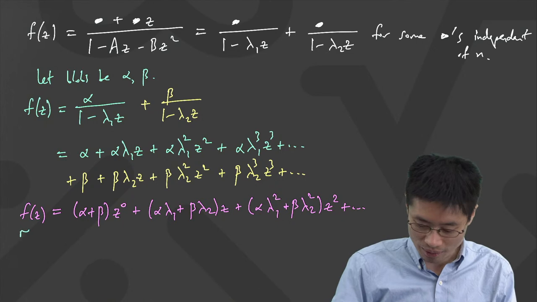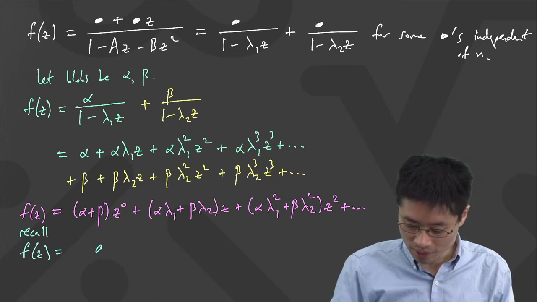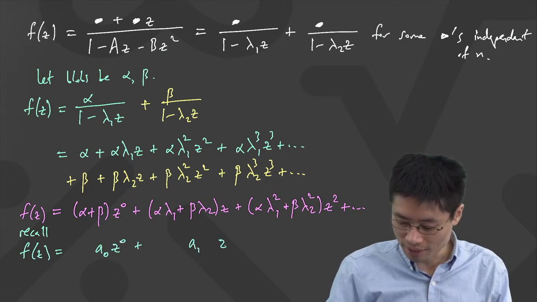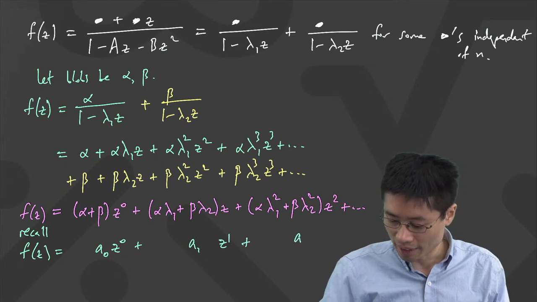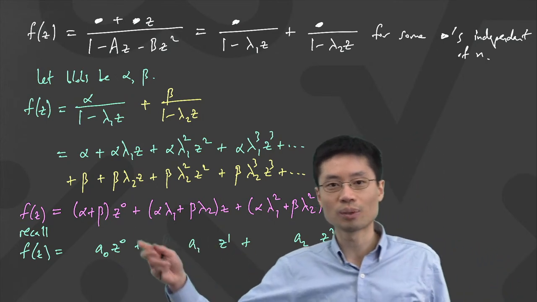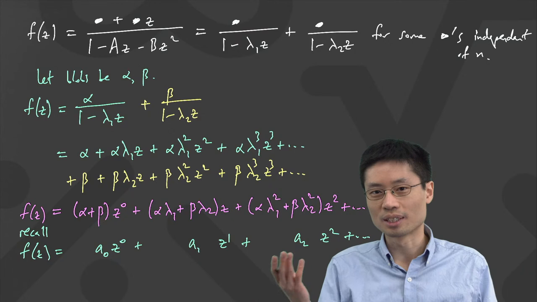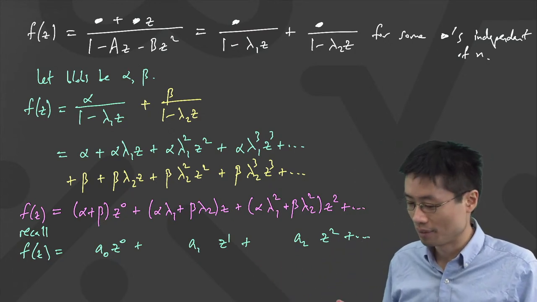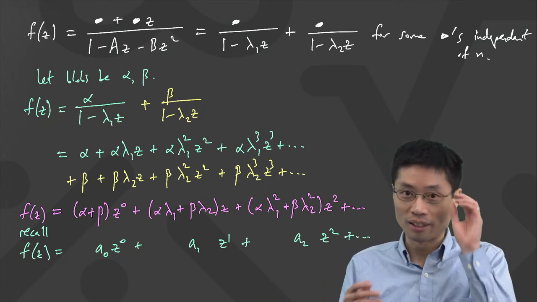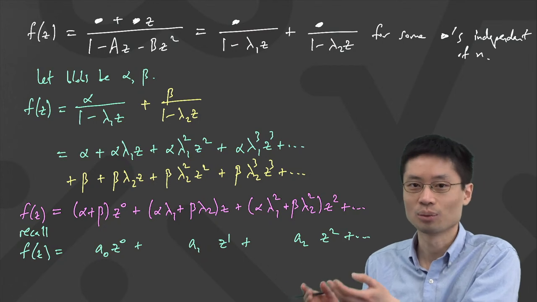Because recall that f of z is also equal to a0 z to the 0, plus a1 z to the 1, plus a2 z squared, plus. And the important thing is, we're going to equate the coefficients. And the reason why this is still useful is because if you manage to use these generating functions to find a recursion and find a formula, you can, in theory, prove that the formula works just by induction. So we are not even cheating.